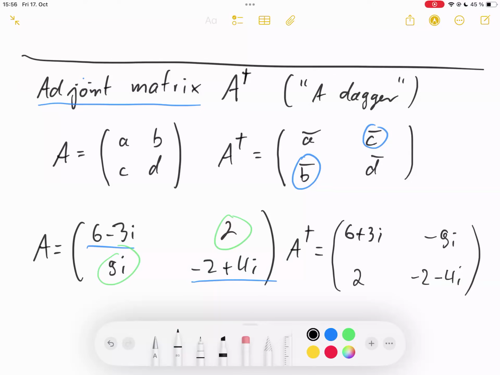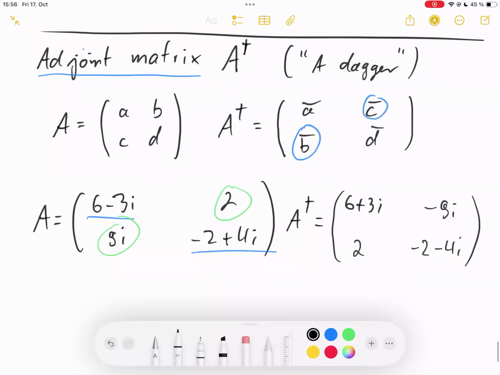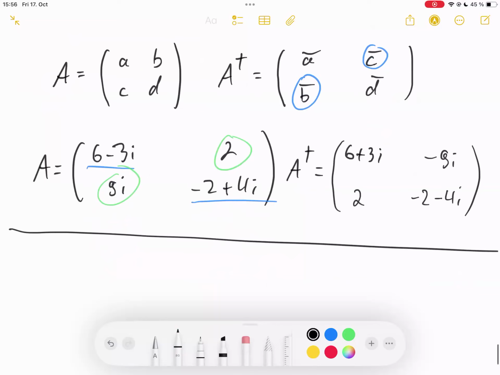And now we introduce a concept. I've informed you already that this concept would come, which is super important in quantum computing. These are so-called unitary matrices.